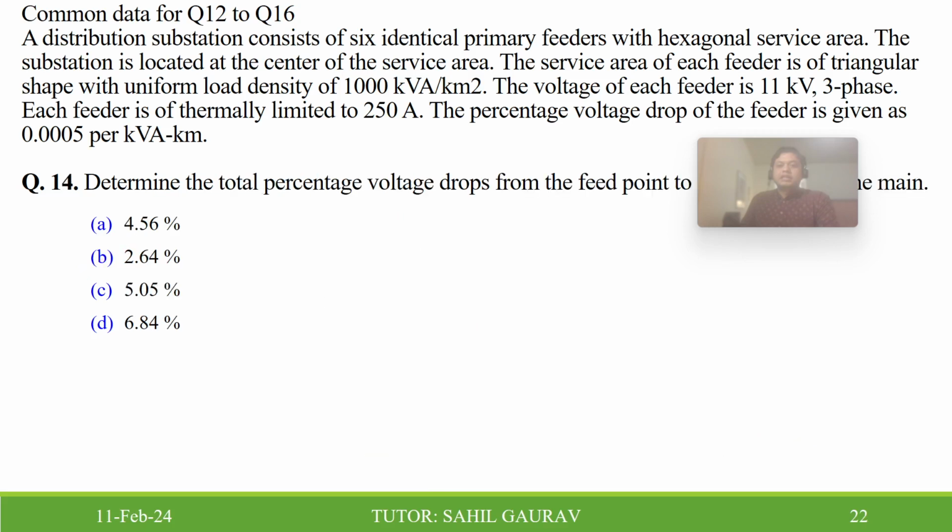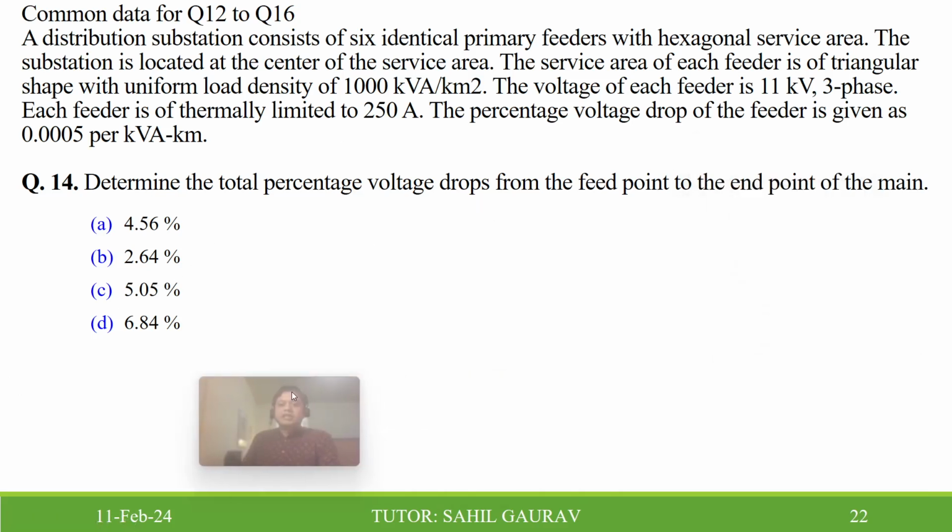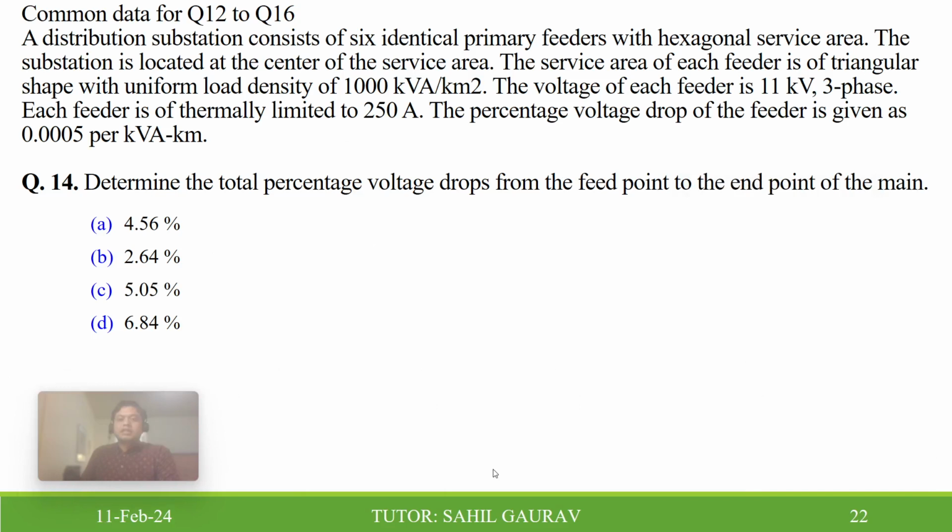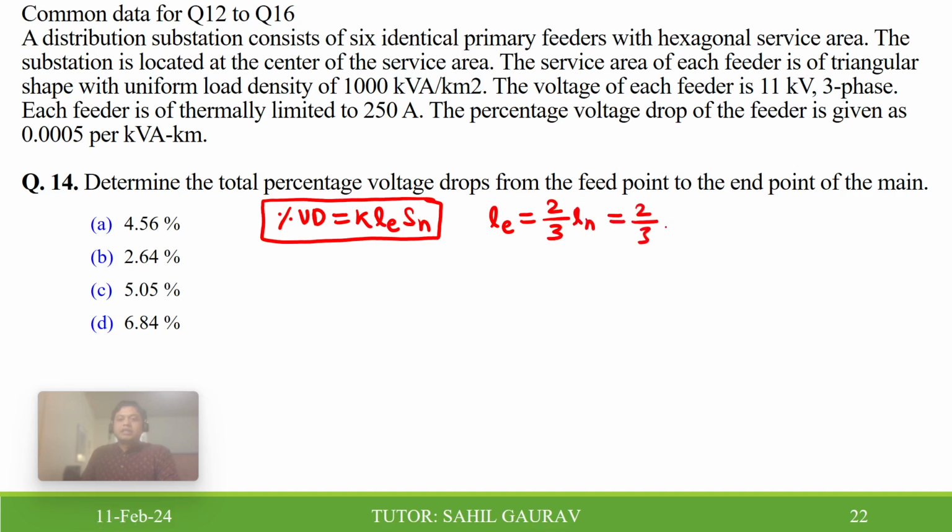Now let us see the next problem. In this problem we have to find the total percentage voltage drop from the feed point to the end point of the main. So we will use the fundamental expression. Percentage voltage drop is K into effective length into Sn, that is the capacity of each feeder. So LE, for a triangular service area, because each feeder has a triangular service area, the effective length for each feeder will be 2 by 3 of the length of the feeder, so 2 by 3 of L6.